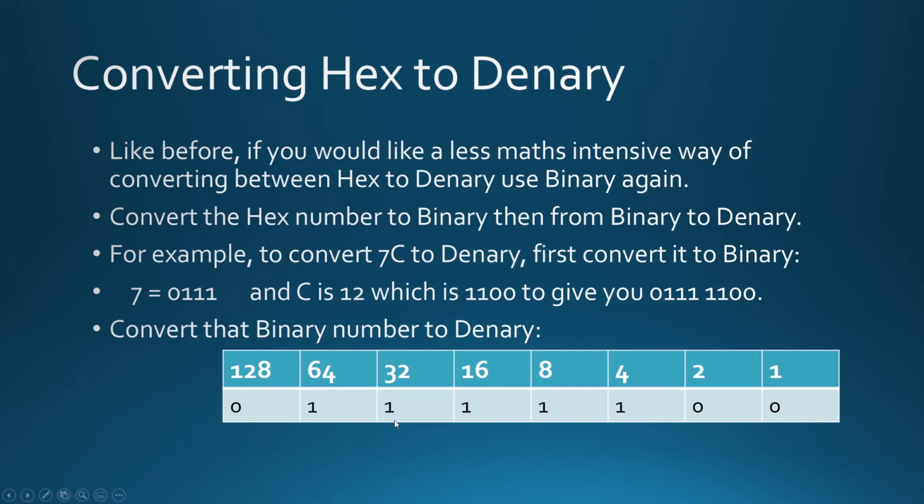And then just add them up. You've got 64 plus 32 plus 16 plus 8 plus 4. No 2s, no 1s. That gets you 124.